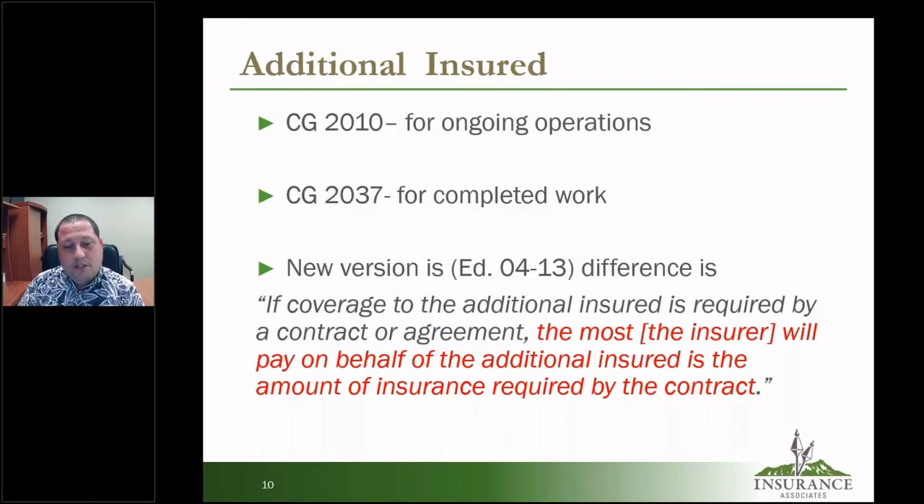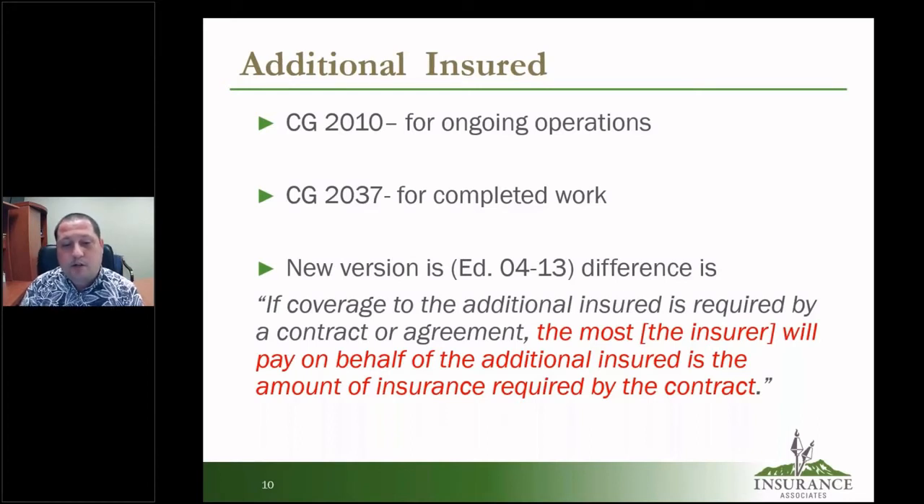Older forms of the CG 2010 and CG 2037 are from September 2004. New versions are from April 2013 and are an attempt by the insurance industry to limit their exposure and encourage good contract language. The 2013 versions read, if coverage to the additional insured is required by a contract or agreement, the most the insurer will pay on behalf of the additional insured is the amount required by the contract. This can really limit the coverage.